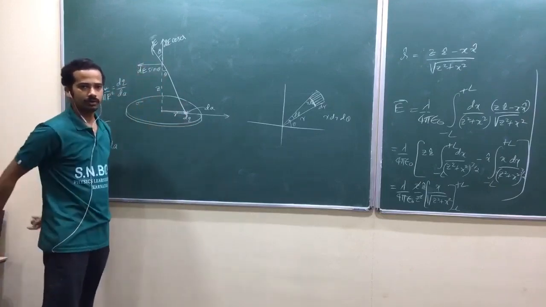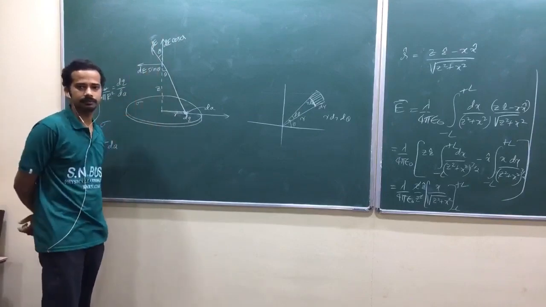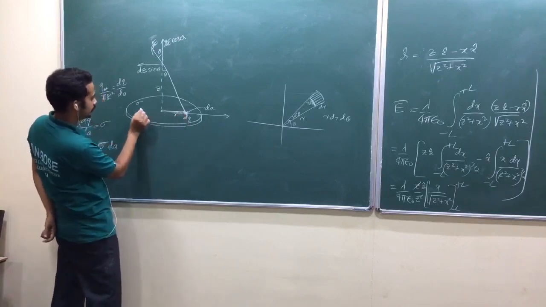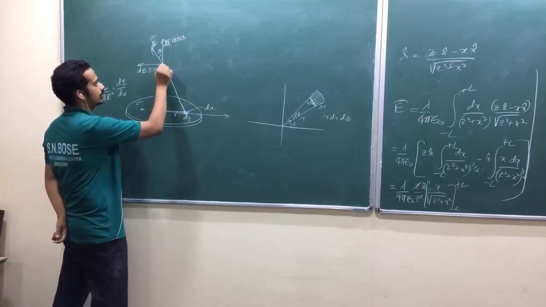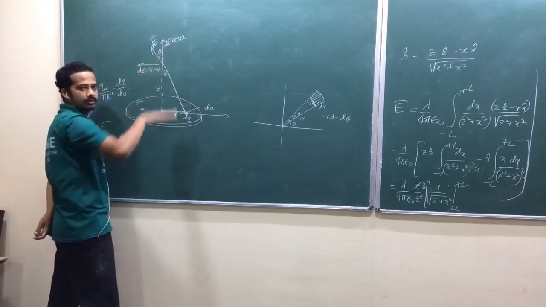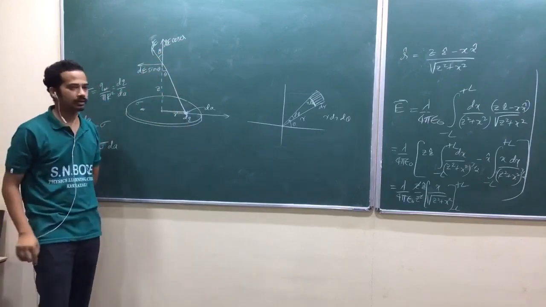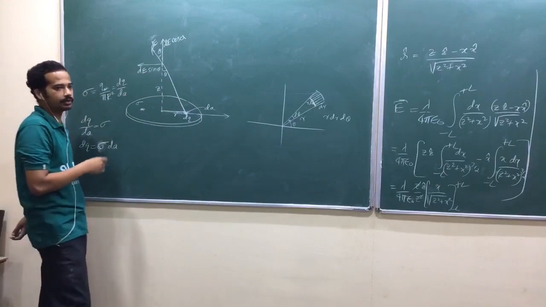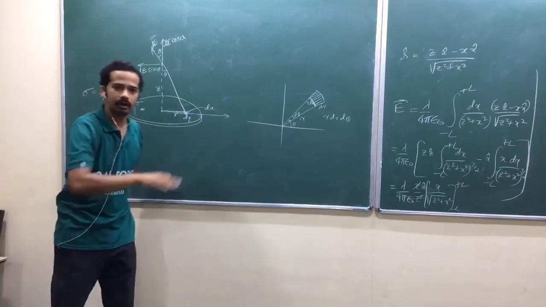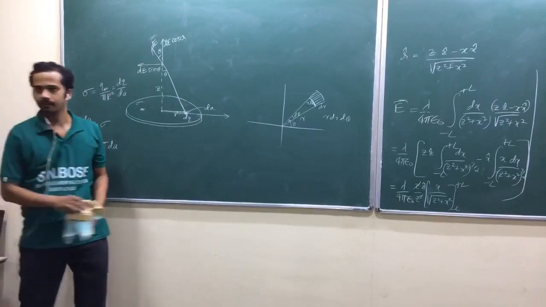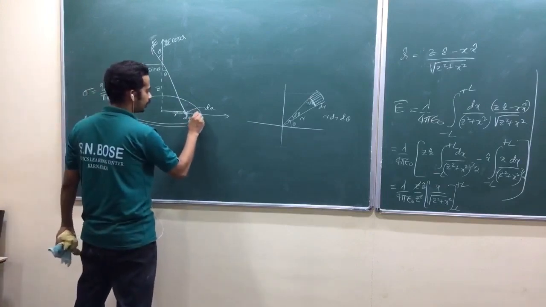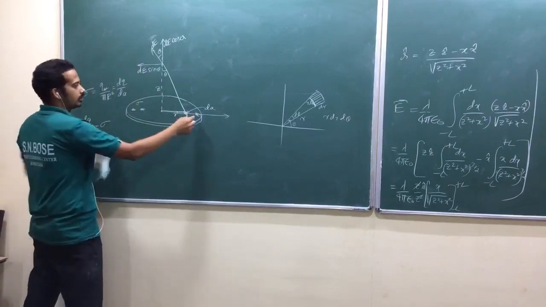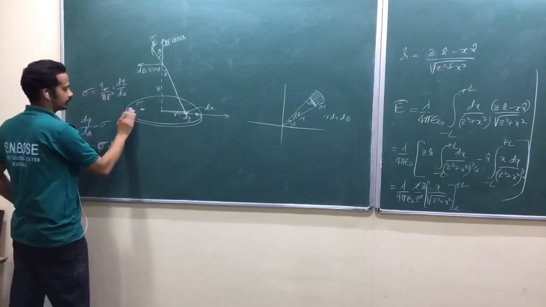I'm not interested in writing everything in vector form, so can I argue like that? For each dq here, you can take one more dq somewhere here. Again, it will produce dE here, dE sin theta here, and it will cancel out its horizontal component. That's why when you sweep this throughout the surface of the disk, all vertical components get added and horizontal components get cancelled. If you take one more element here, you get one more elementary charge here. Are you getting the idea? So it will cancel out its horizontal effect.